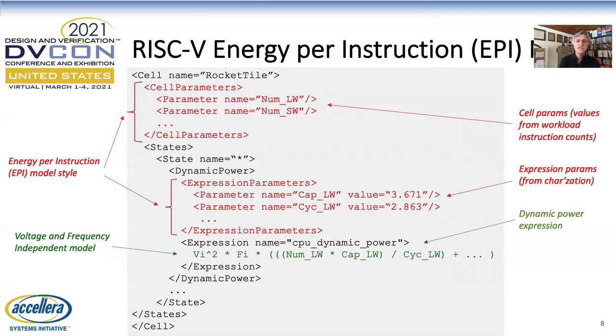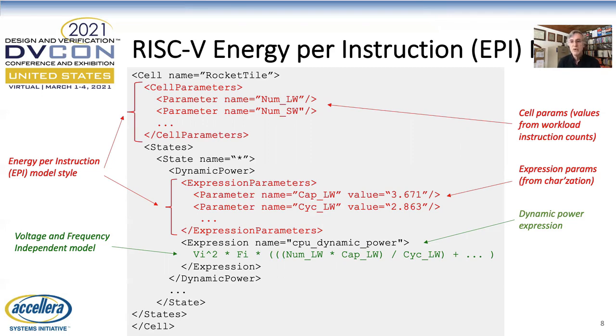So here is a snippet of a RISC-V processor model modeled in 2416. This model is an energy per instruction type model, which is simple and elegant. In an application, we count the number of times an instruction is executed. Here we show the load and store instruction definitions. And then multiply that number by the characterized energy for each of the instructions.